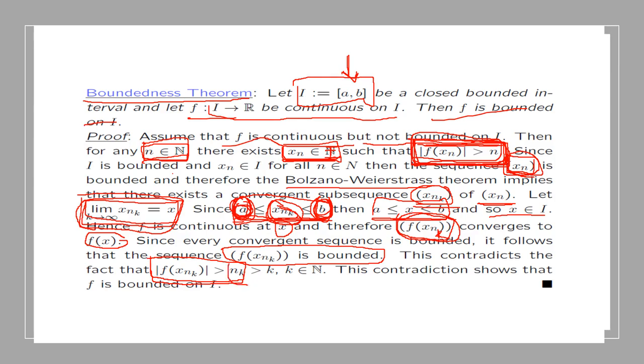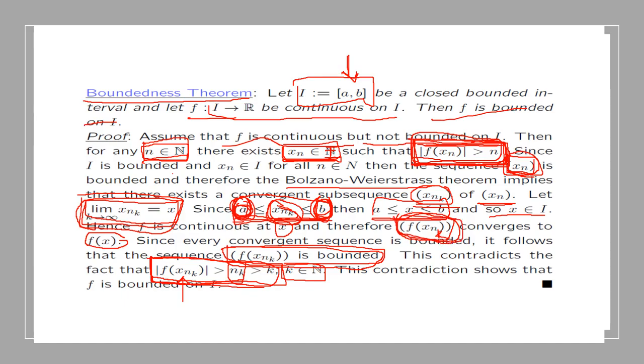But we know that nk is bigger than or equal to k. So the conclusion is that for every natural number k that you pick, there will be an element xnk of I such that the magnitude of f of xnk is bigger than k. This tells you that the sequence f of xnk is not bounded, which contradicts the fact that it is bounded, which comes from the fact that f of xnk converges.